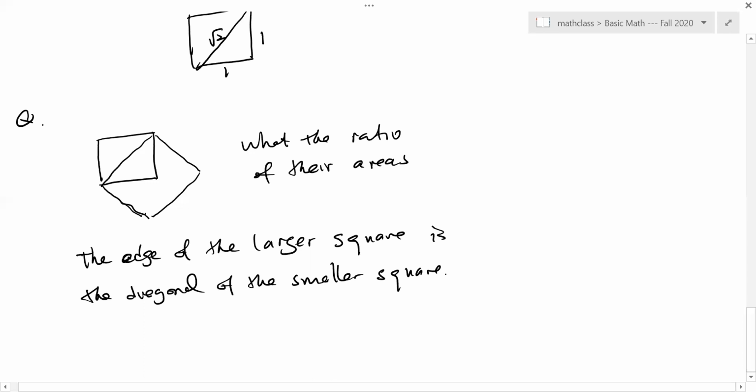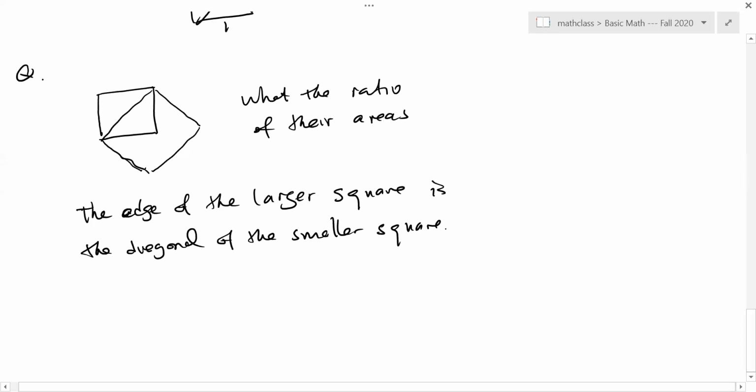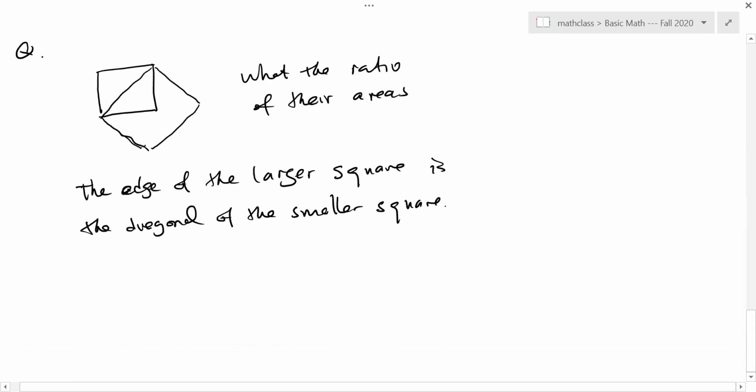So, anyone has answers? Alex says 1 to 2. Okay. Now we can use the formula to do that. We can also just use a picture to show.